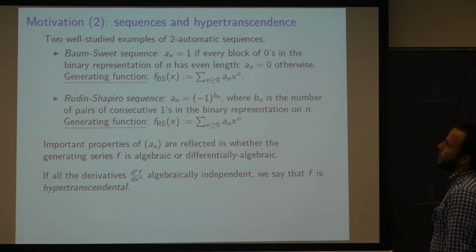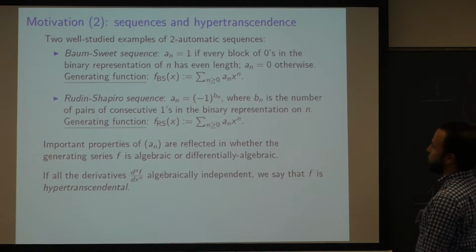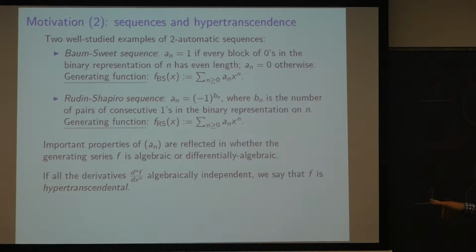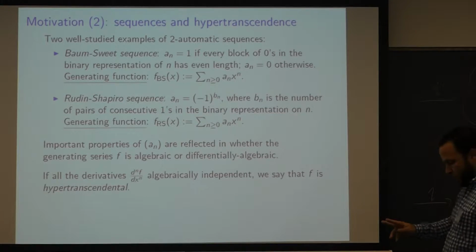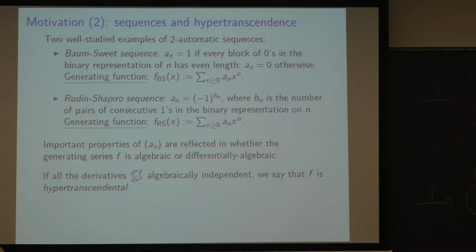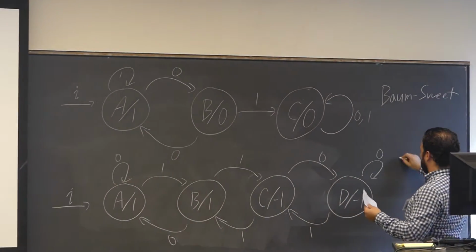There's this other sequence where I'm going to denote by b_n the number of pairs of consecutive ones in the binary expansion of n. And then however many pairs of ones you have, I'm going to raise negative 1 to that number. So by pairs of ones, I mean they can overlap, right? So in the binary number 111, there are two pairs of ones, the second and the first, and they share that middle one. So it turns out that these sequences arise from these two examples. This one corresponds to the first sequence. And this one corresponds to the Rudin-Shapiro sequence.